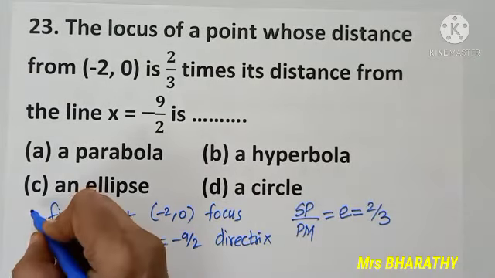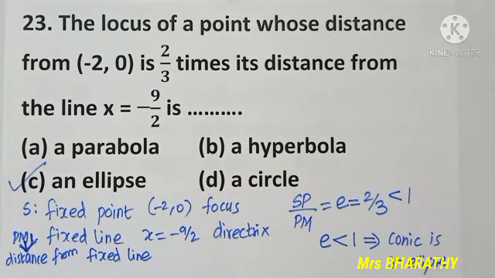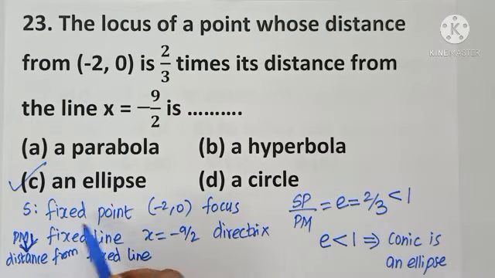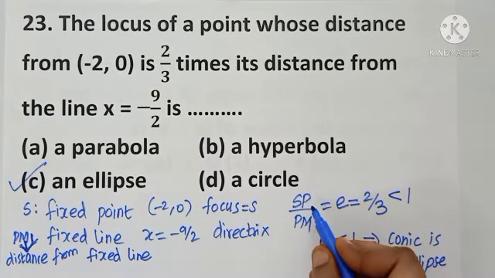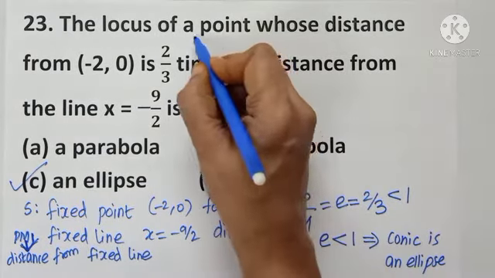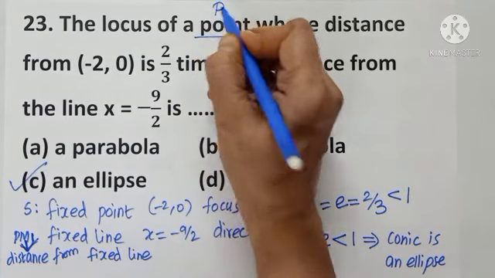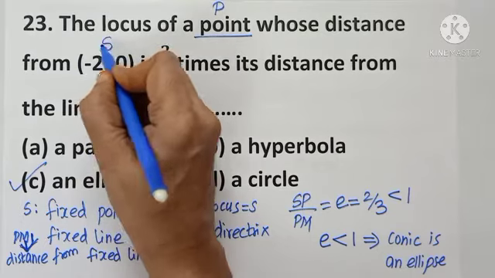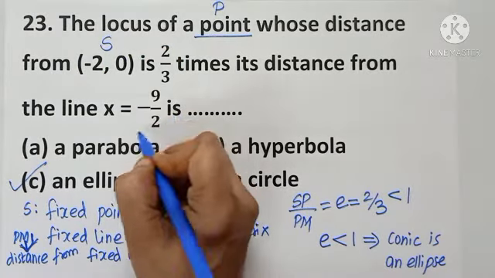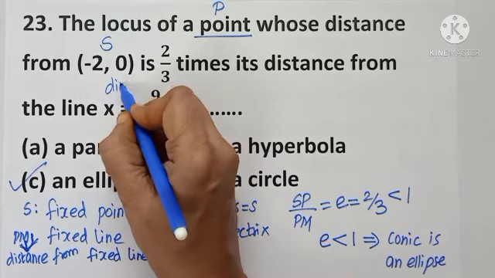So S is the fixed point. Whenever I say PM, I mean the distance from the fixed line. And that fixed line we term as directrix. Once I know focus S and P, the locus of the point which I need. So this point I call P. This fixed point I call focus S. And this fixed line I call directrix.